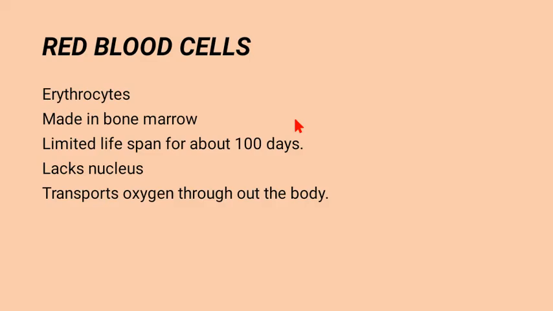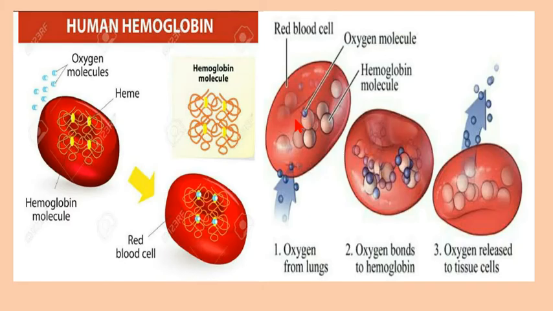Red blood cells are also called erythrocytes. They are produced in bone marrow. Their lifespan is very limited, just about 100 days, and they do not have a nucleus at all. They transport oxygen throughout the body. Red blood cells contain hemoglobin. Hemoglobin is made up of protein and iron molecules.